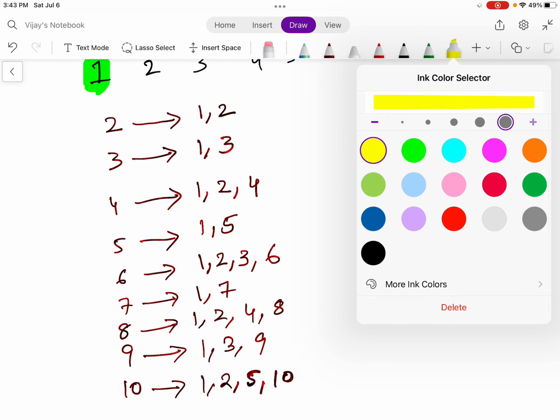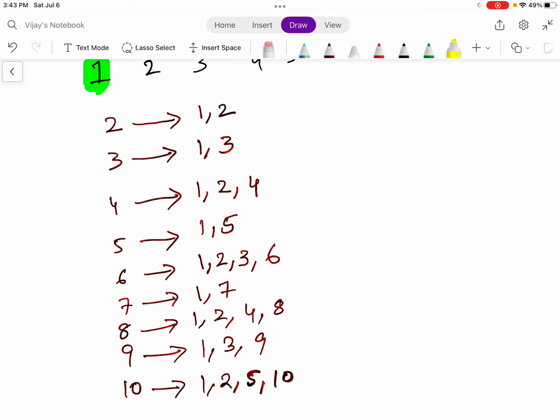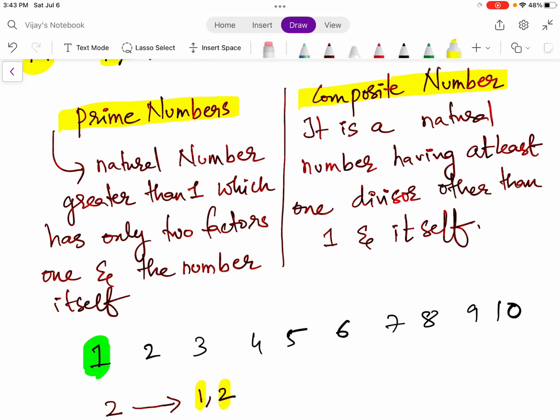Now, if you observe all these numbers carefully, starting from 2, there are only 2 factors for 2: 1 and the number itself. So what is our definition of a prime number? Prime numbers are natural numbers greater than 1 which have only two factors. What are those two factors? The number 1 and the number itself.